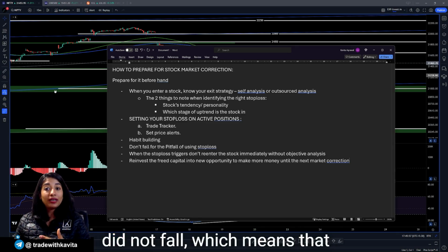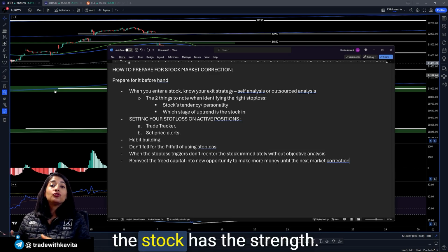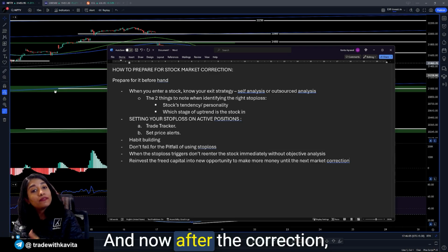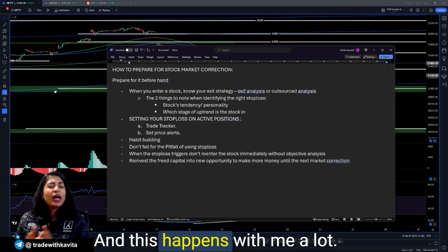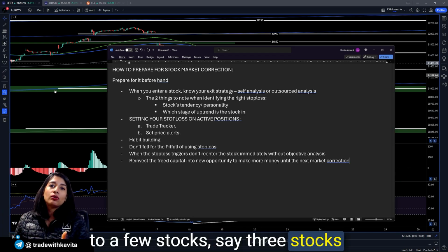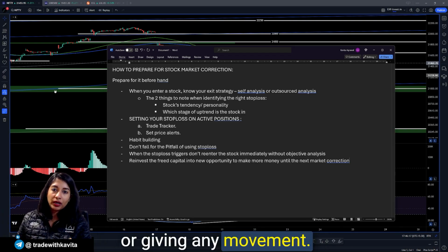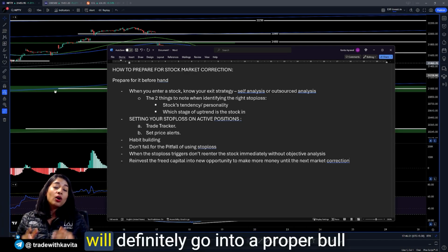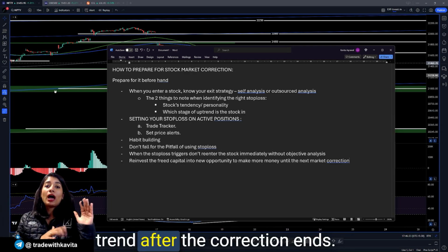On the other side, a stock might be in consolidation, sideways movement. A market correction came, but it did not fall, which means that the stock has strength. It has good holding in it. And now after the correction, maybe it will start to move up. This happens with me a lot. Sometimes I'm holding on to a few stocks, say 3 stocks in consolidation, not giving any movement. When the market correction comes, 2 of them might trigger stop loss, but 1 of them at least will definitely go into a proper bull trend after the correction ends.